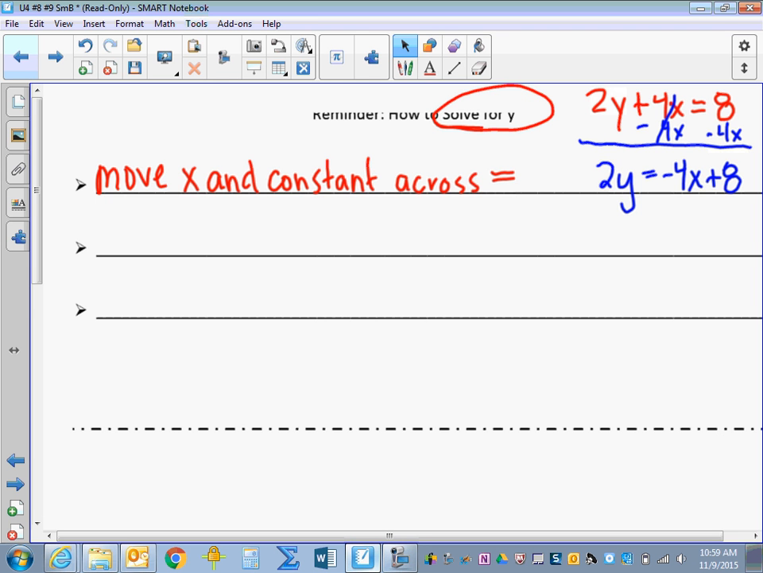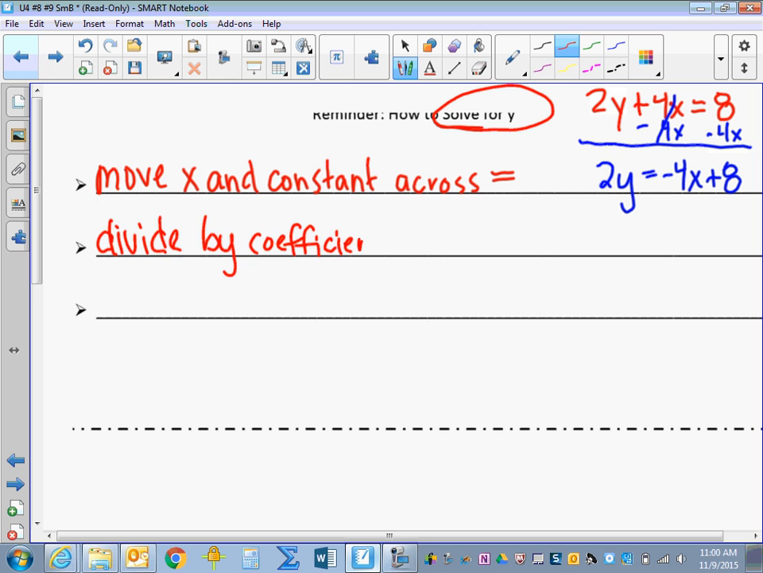Divide. Mm-hmm. Very good. So our next step, we need to divide by the coefficient in front of y. So I need to divide by the coefficient that's with my y. I need to get y by itself, so I divide by that coefficient. That coefficient is a number in front of your variable. So divide by 2 on both sides.